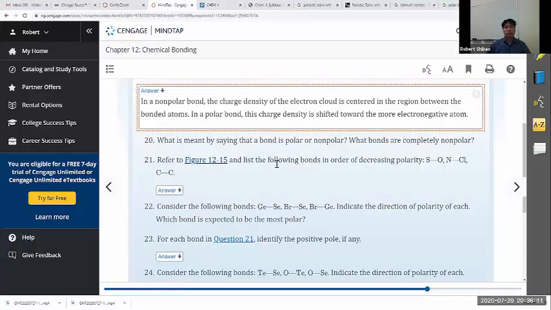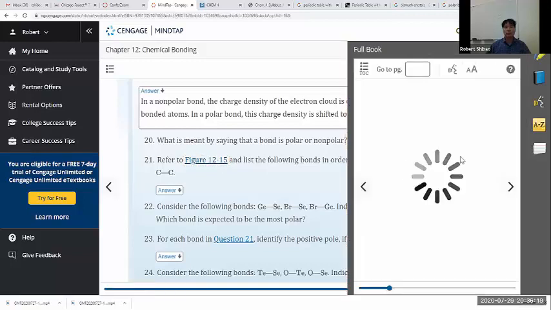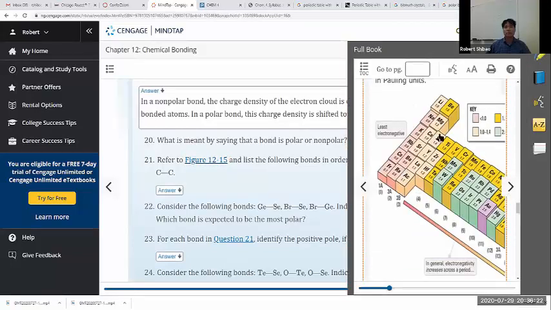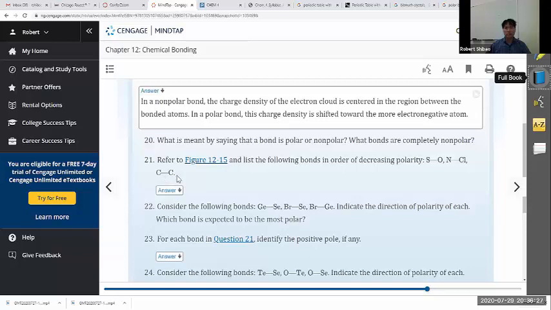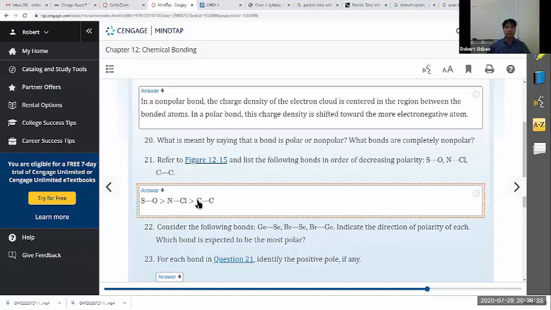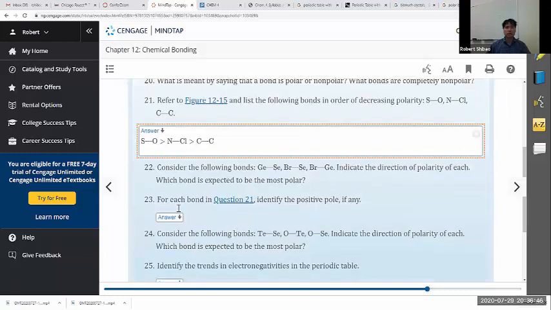Refer to 1215 and list the following bonds in order of decreasing polarity. So 1215 is probably the electronegativities, Pauling's electronegativities. This is this chart here. And so we just say, well, carbon-carbon is going to be 0. So we just calculate our delta ENs from there. The biggest would be sulfur. Actually, we don't need to consult the chart. We just get the sulfur, oxygen, nitrogen, chlorine kind of thing. Sometimes we could get it without looking at electronegativities. The highest is fluorine.